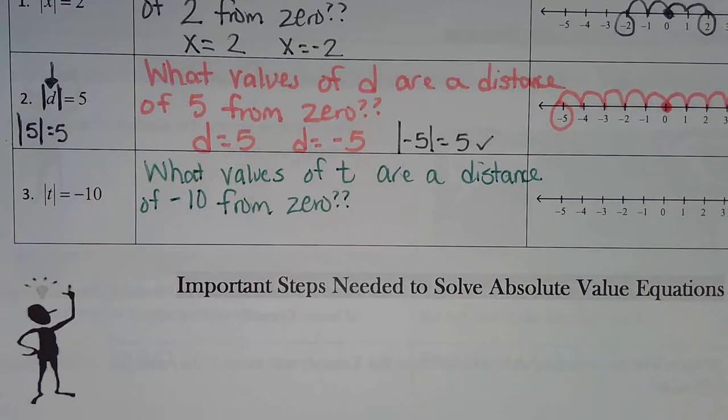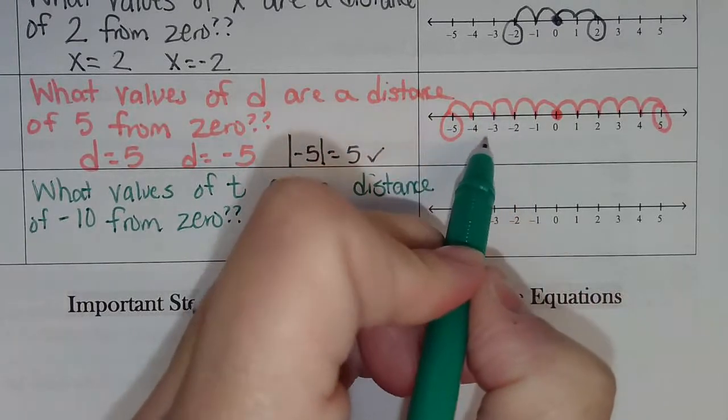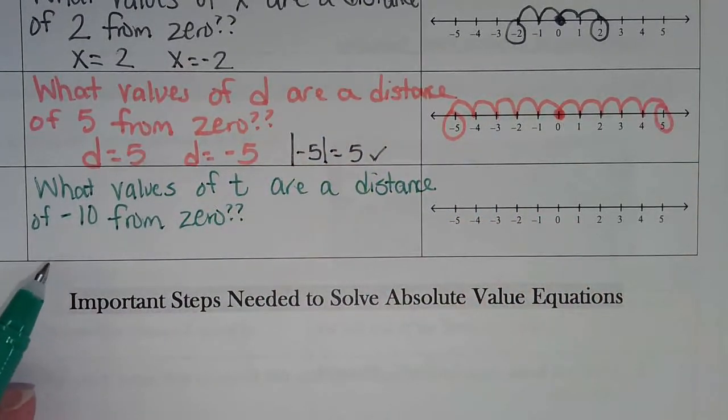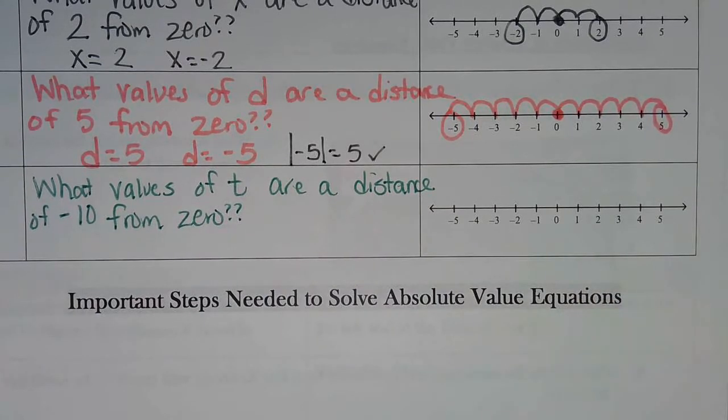So what values of t would be a distance of -10 from 0? Wait. Does that make sense though? When we did these and we counted, we counted 1, 2, 3, 4. So can I count to -10? If I'm using my counting numbers, sure. Can I have a distance of -10? I don't know. What do you think? Do you think you can have a distance of -10?